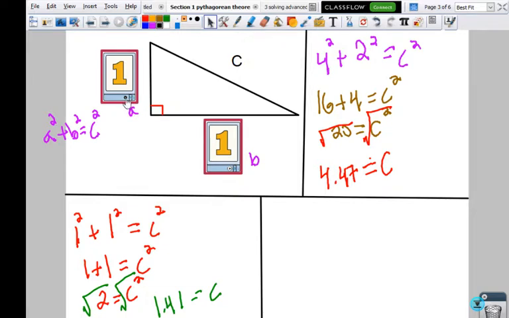All right, your turn. You're going to do this one on your own. I want you to find c. First in-class problem, find c.